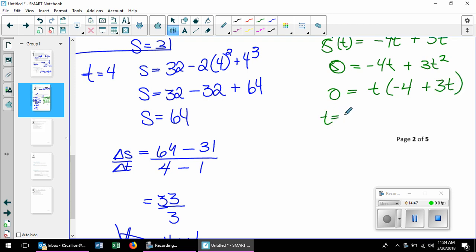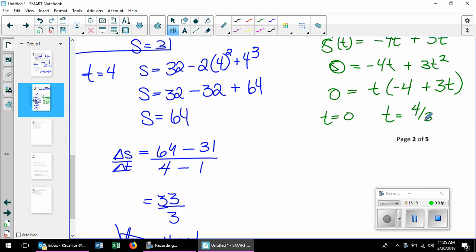So I've got t equals 0, and I have t equals positive 4 over 3. So where's instantaneous velocity 0? It occurs at 0 and a second and a third. So at 0 seconds, it starts at 0, and then 1 second, 0.333 later, it's also going to be at 0.